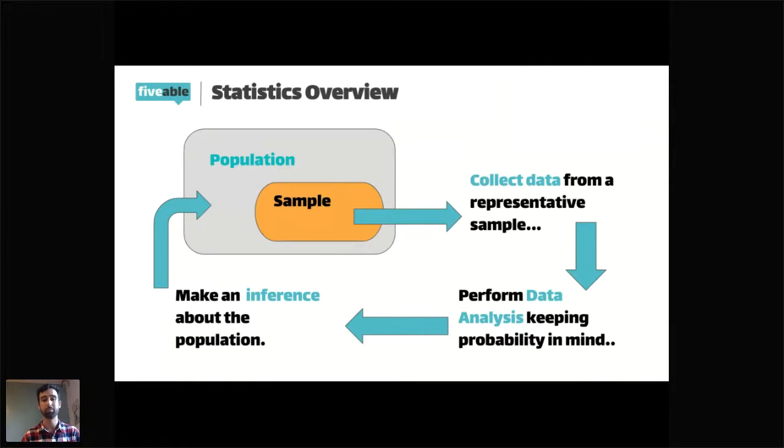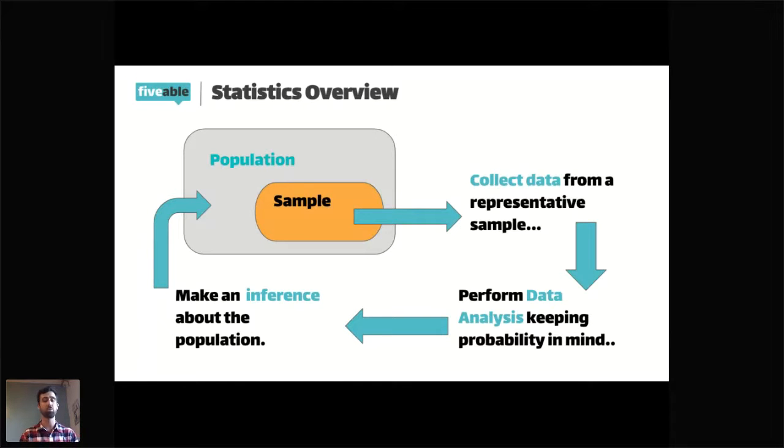So we take a small sample, we collect data from them, we then perform data analytics, keeping in mind probability. So we do some sort of inference, whether it is a hypothesis test or a confidence interval. We use that to make an inference about the population. So you see this every single day. You see it a lot in politics, where they say Hillary Clinton or Donald Trump has 45% of the vote. Well, they don't know that for a fact. They took a sample. Based off that sample, they ran some numbers, and they used that to make an inference.